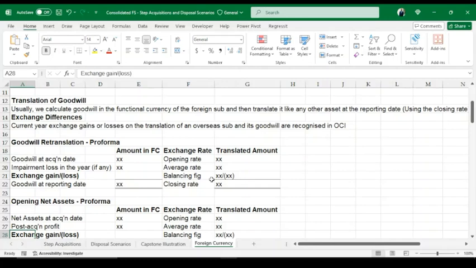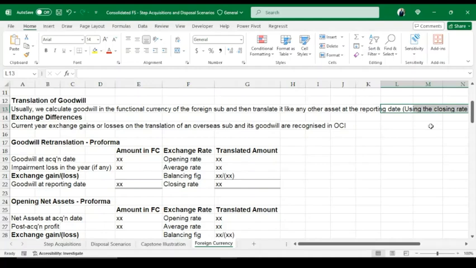So since goodwill is an asset, we are going to use the closing exchange rate to translate the result. What we are saying basically is that we calculate goodwill as normal, and then we translate the goodwill in the functional currency of the subsidiary into the presentation currency of the group, for consolidation purposes. That is what we do.